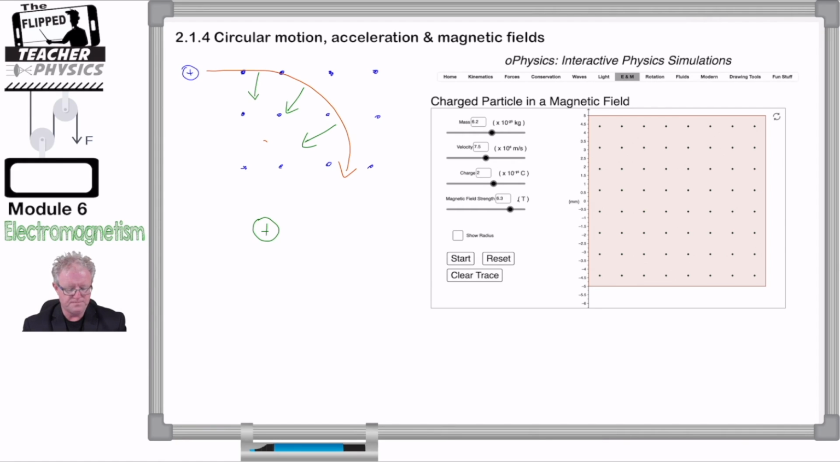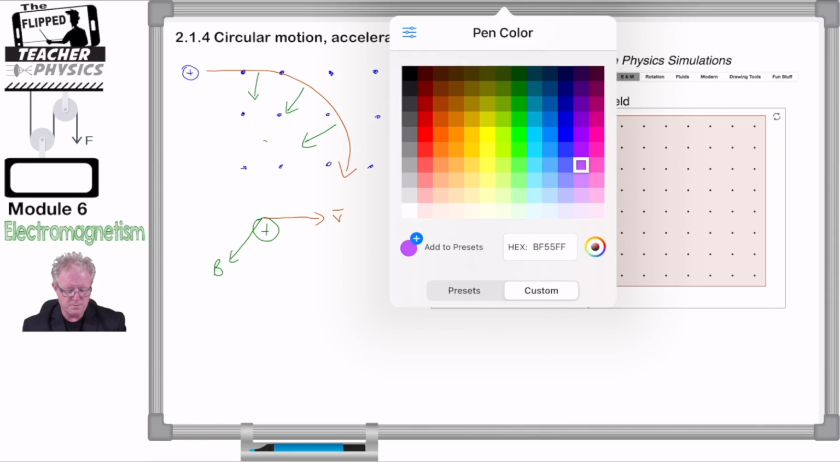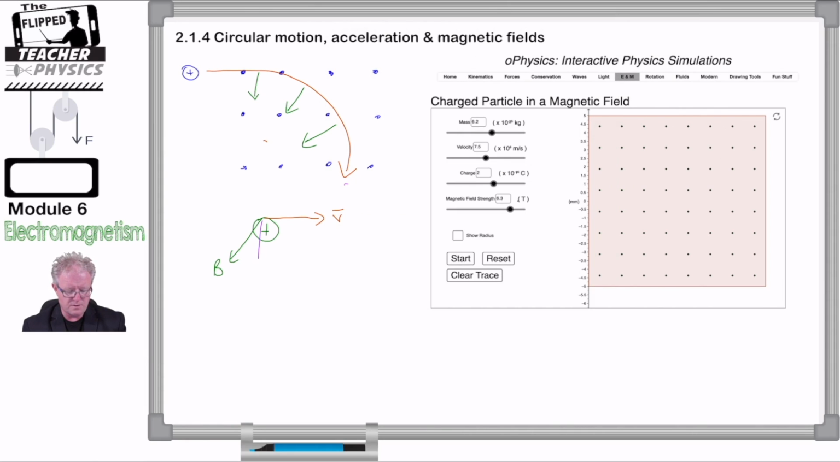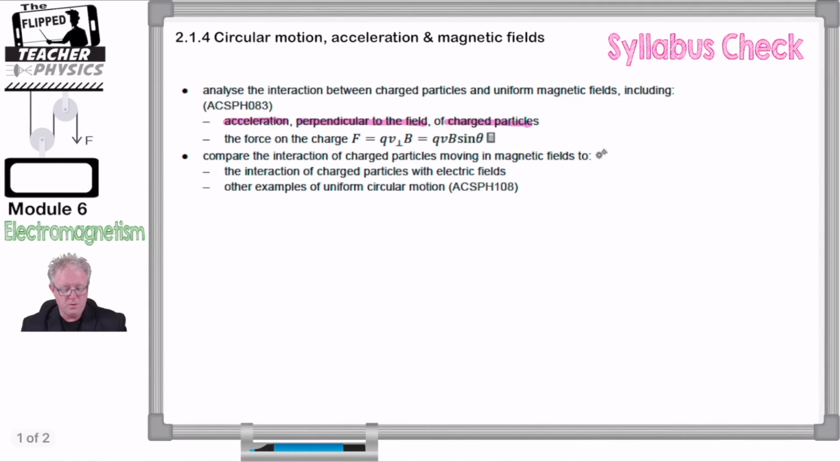So here's my particle. If this is the velocity vector, and then coming out of the page we have the magnetic field, and we just change the color again to maybe purple, then going like that is our force. And that is the force that's causing the particle to curve downwards. And of course, that is the net force on the particle. So therefore, that is the centripetal force, FC.